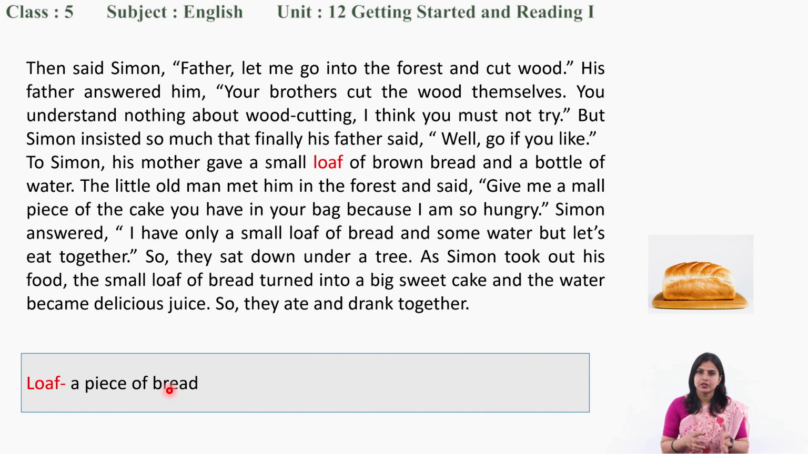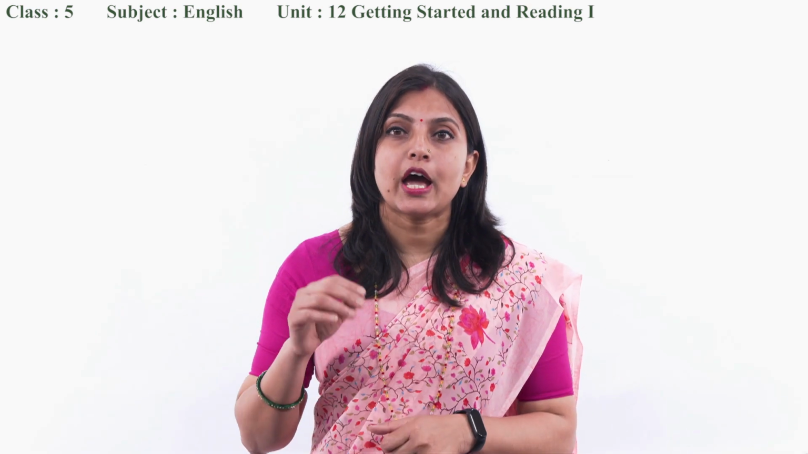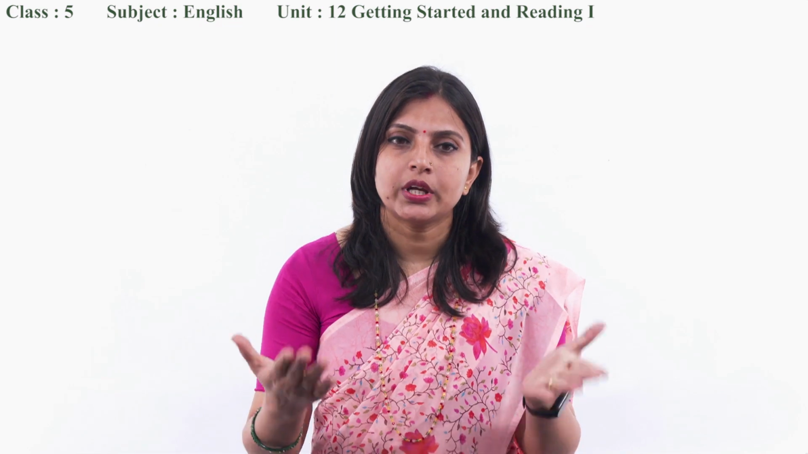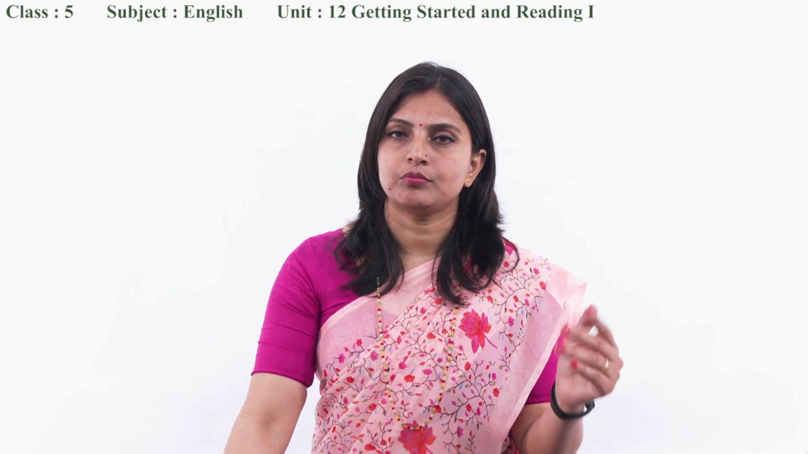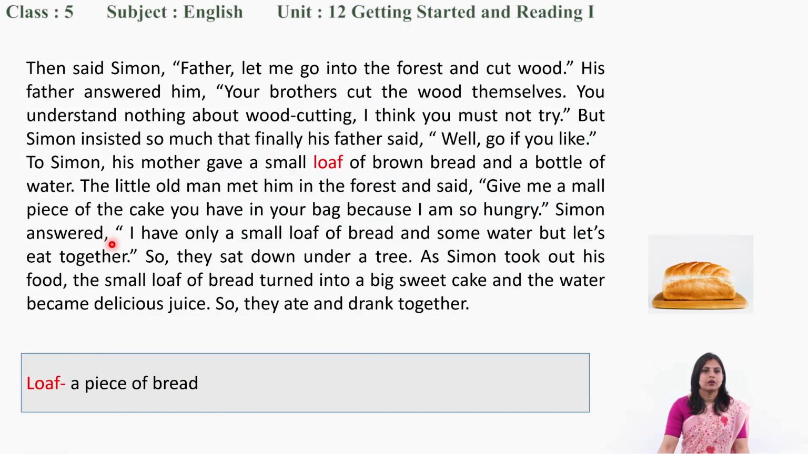What did she give to his elder brothers? A sweet cake and apple juice. But to him, what did she give? A small piece of bread and a bottle of water. That's all he had received from his mother as a lunch. The little old man met him in the forest and said, "Give me a small piece of the cake you have in your bag, because I am so hungry."